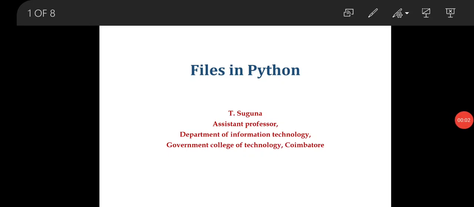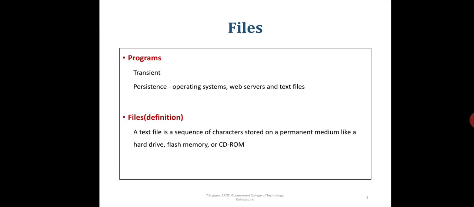In this presentation, we are going to discuss files in Python. Before discussing files in depth, we will discuss programs. We have two types of programs. They are called transient programs and persistent programs.